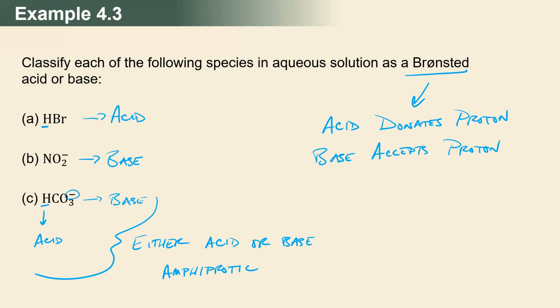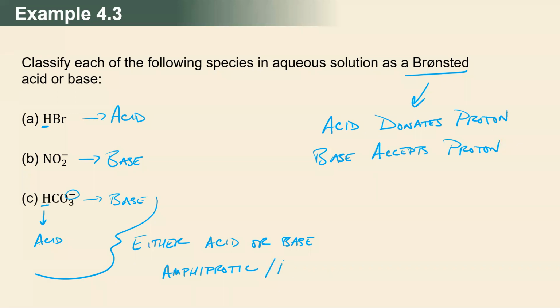And so he can either donate or accept a proton, and so he can act either as an acid or a base. There's another term that's very similar to amphiprotic called amphoteric. These are really almost interchangeable unless you're looking at very fine examples. Amphiprotic means it can accept or donate a proton. Amphoteric means it can act as either an acid or a base, right? And so for this particular example, those are the same thing.